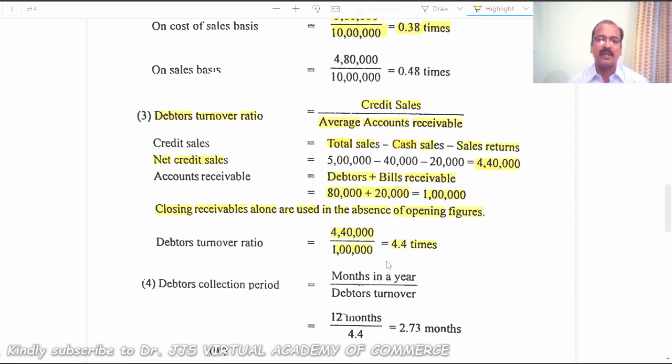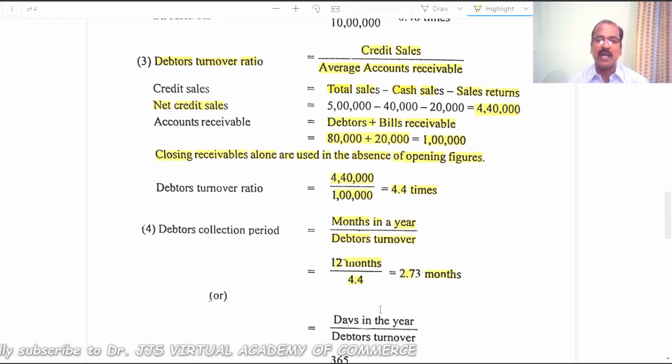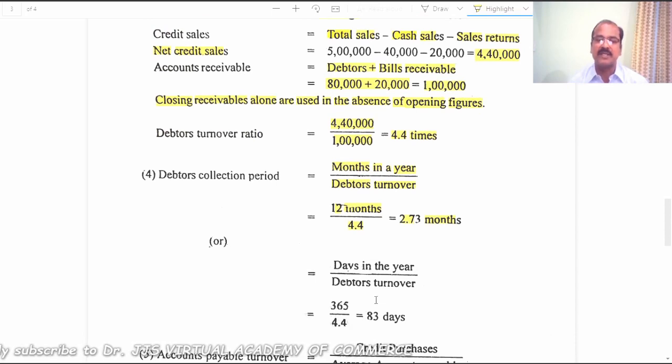How to calculate the debtors collection period? Months in a year, 12 months, divided by the debtors turnover ratio that we calculated as 4.4. So the answer is what? 2.73 months. If you want to calculate the same in terms of days, days in the year, 365, divided by debtors turnover ratio 4.4, it will give us 83 days of debtors collection period.